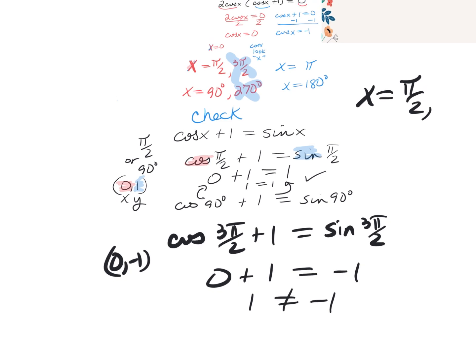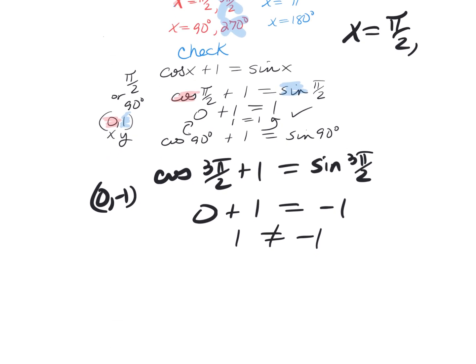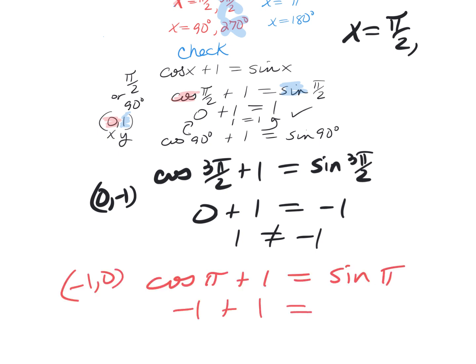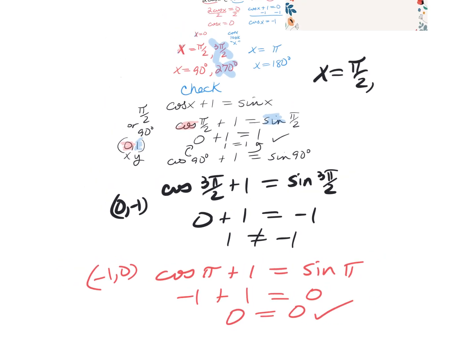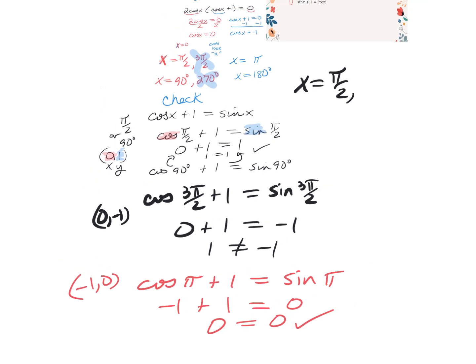I have to still check the pi. So cosine of pi plus 1 equals sine of pi. The ordered pair for pi is (-1, 0). Cosine looks at x, sine looks at y. 0 equals 0. Pi is a good answer. So my answers here are either pi over 2 or pi. And then in degrees, it would be 90 and 180. Only time you have to check it is when you square both sides to solve.